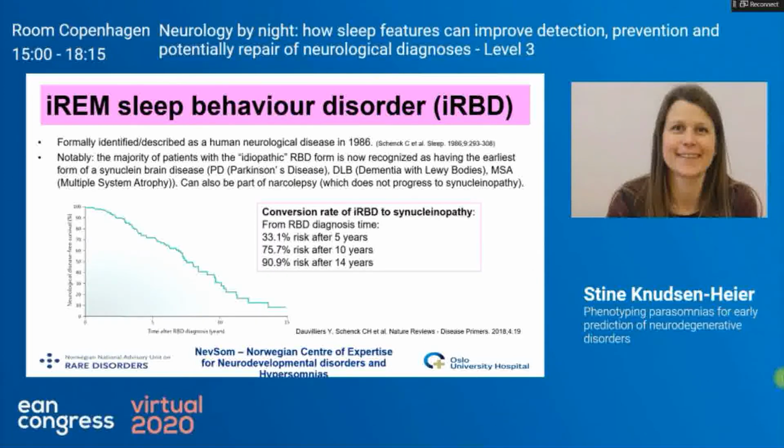And here you see some of the most updated results from several studies of RBD cohorts that have been followed for up to 14 or 15 years. And as you can see, as the time goes on, more and more of those so-called idiopathic RBD convert to a synucleinopathy. So after 14 years of follow-up, over 90% of them have converted into either Parkinson's disease, dementia of the Lewy body, or MSA. This is also why the idiopathic name is often now replaced by isolated RBD, because idiopathic is not really suitable for the disease.